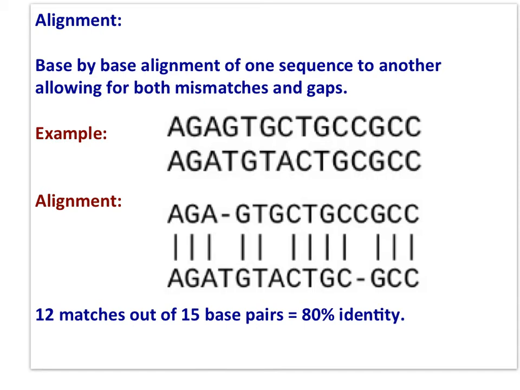Base-by-base alignment of one sequence to another allows for similarities, mismatches, and gaps. Here's the example. Two sequences. Computer software performs the alignment, allowing for similarities, gaps, and mismatches. As you can see here, these two sequences are 80% similar.